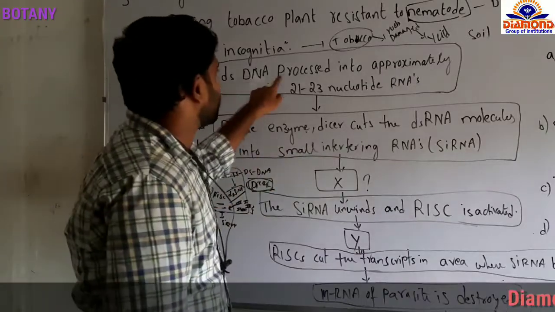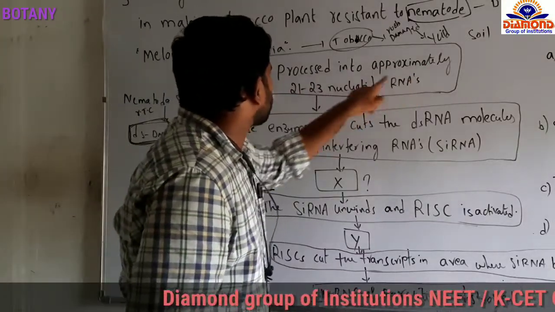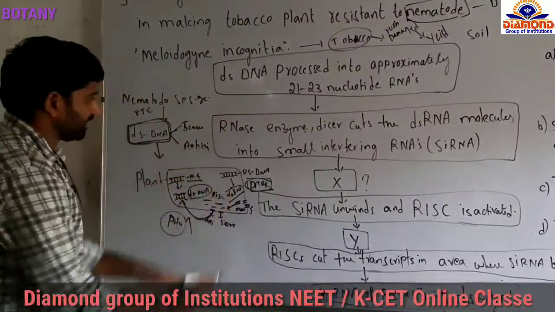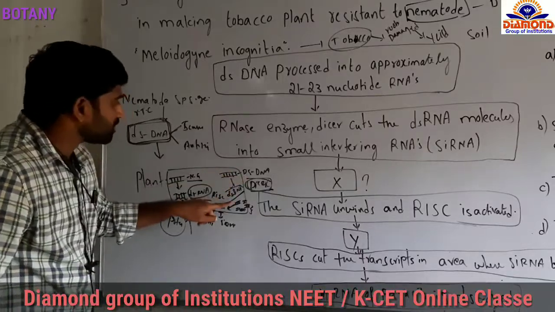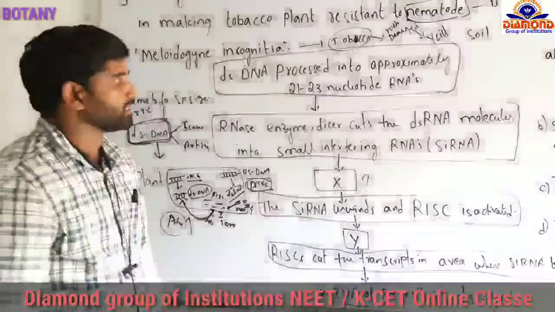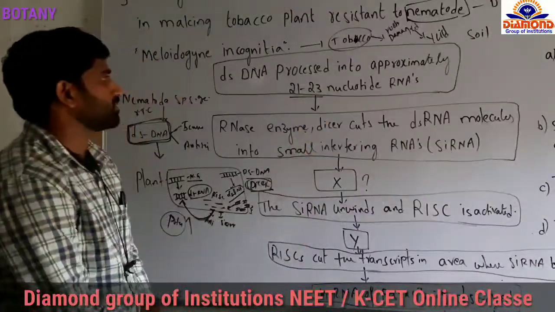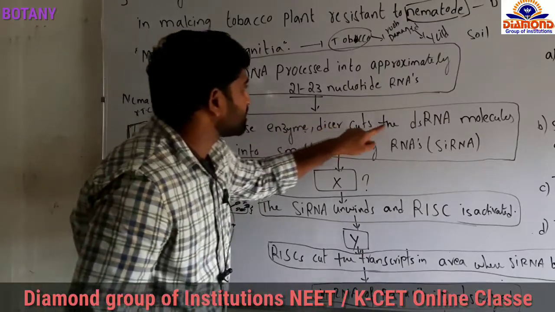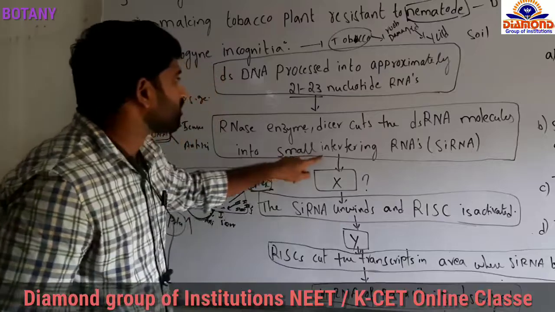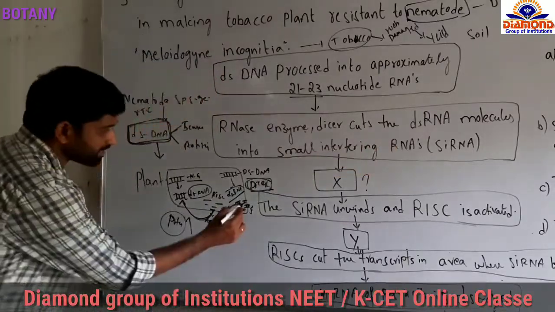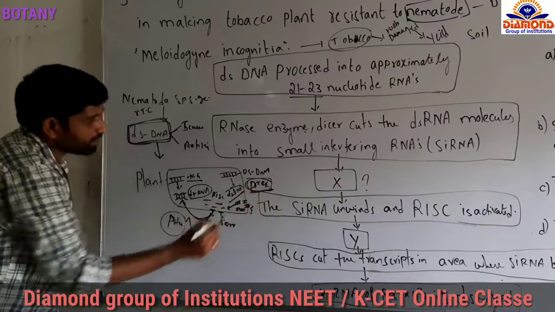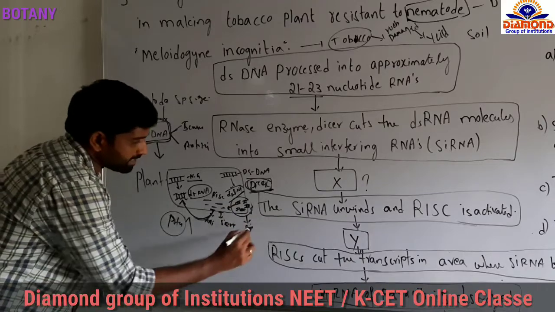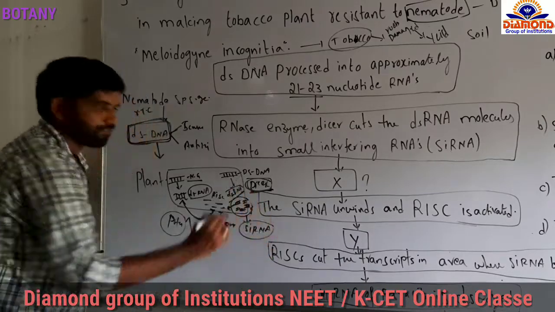You know, double-stranded DNA produces approximately 21 to 23 nucleotide RNA molecules. So this double-stranded DNA will produce small fragments of double-stranded RNA molecules, with a size of 21 to 23 nucleotide RNA molecules. And later, the dicer enzyme dissects the double-stranded RNA molecules into small interference RNA molecules. So here the double-stranded RNA is cleaved by the involvement of dicer enzyme to form small double-stranded RNA molecules. These we call siRNA, small interference RNA.